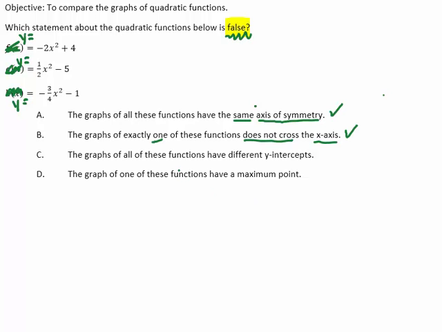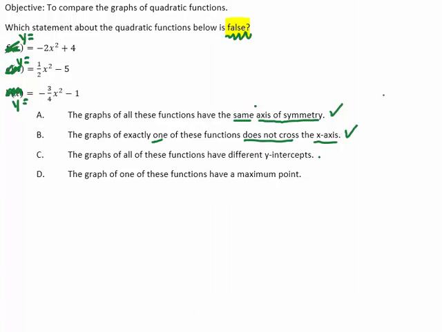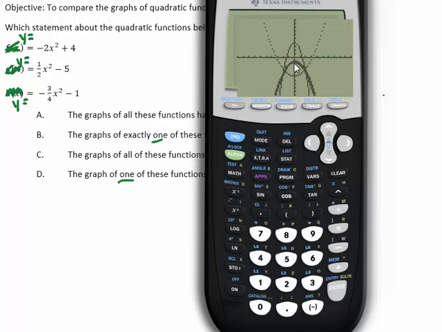Next one says the graphs of all of these functions have different y-intercepts. Looking at the graphs, the thin solid line crosses up here, the thicker one right here, and the dashed or dotted line right here. So they all cross at different spots, and that statement is also true. The last statement says that the graph of one of these functions has a maximum point. If we look at our calculator, you'll notice that two of the functions have a maximum point, not just one.